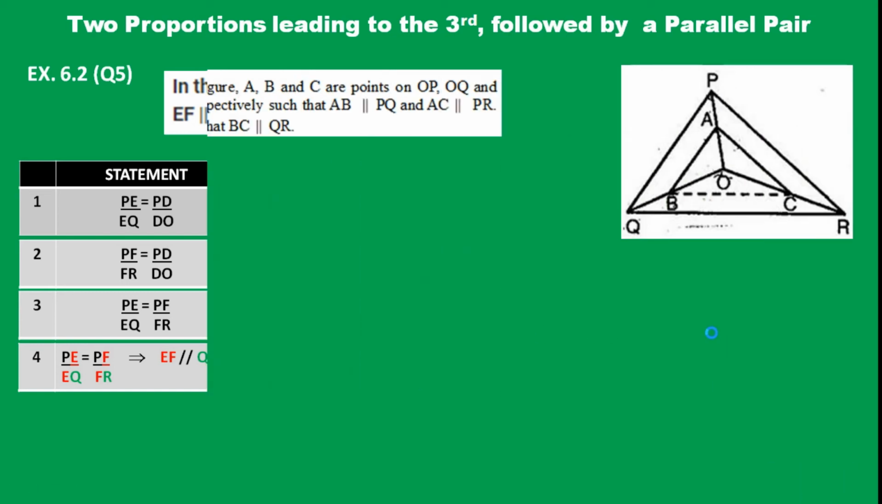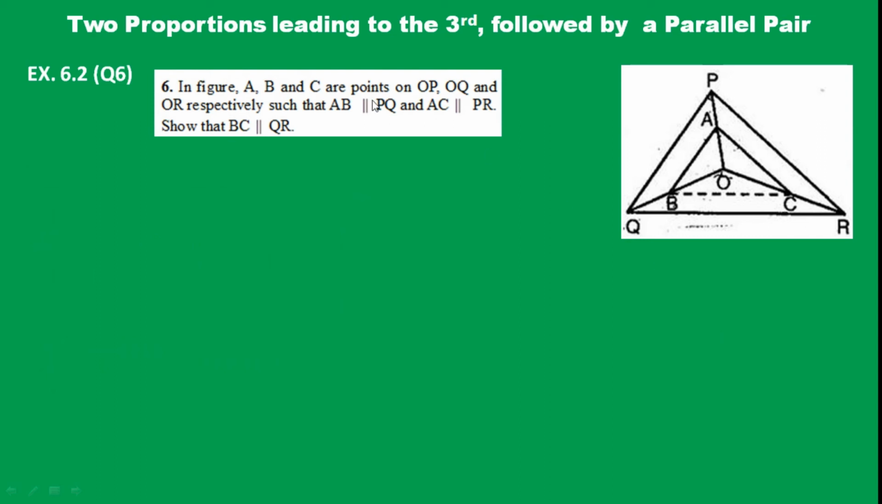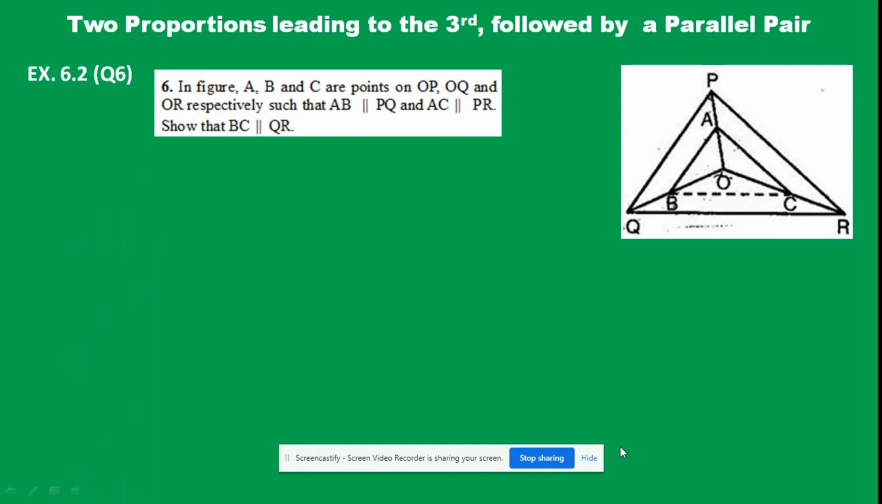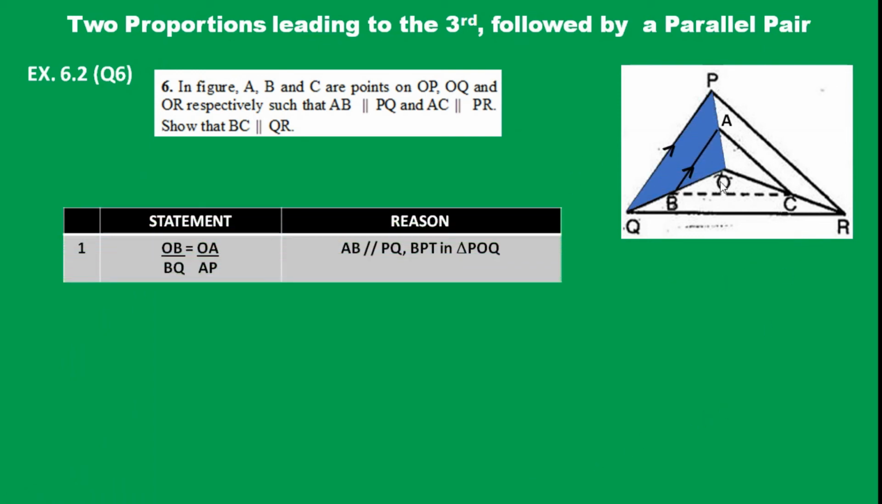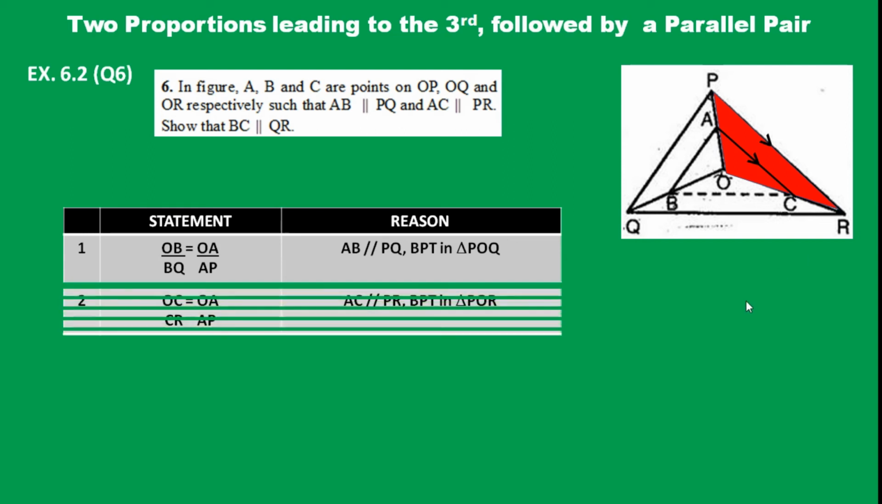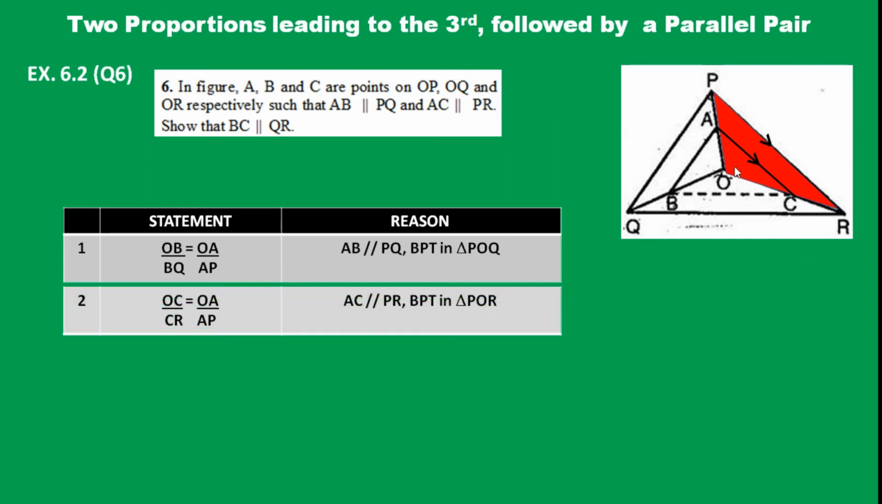Let's do another problem of a similar type. Again, two pairs of parallel sides are given. That's an indication that we have to take two triangles one by one. So we take the blue triangle. In the blue triangle that we have, OB upon BQ is equal to OA upon AP. That is BPT in triangle POQ. Now we apply BPT in triangle POR, which is OC upon CR is equal to OA upon AP.